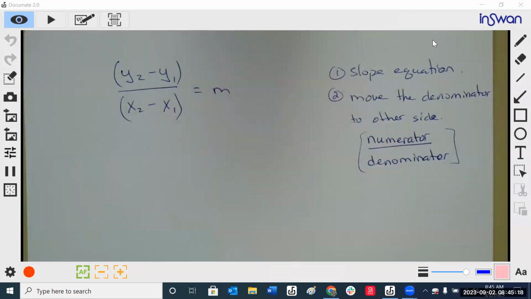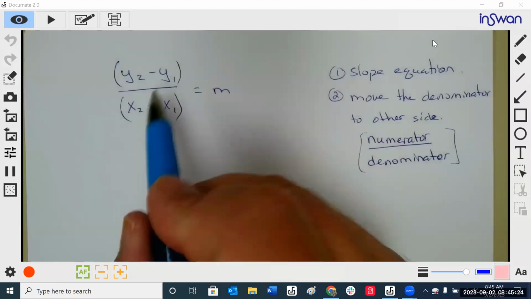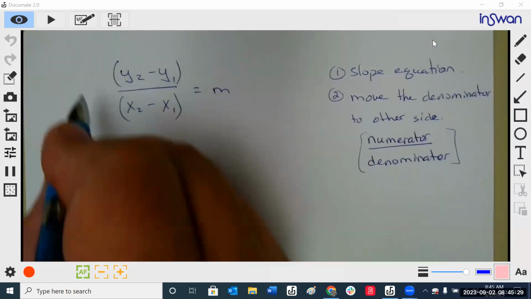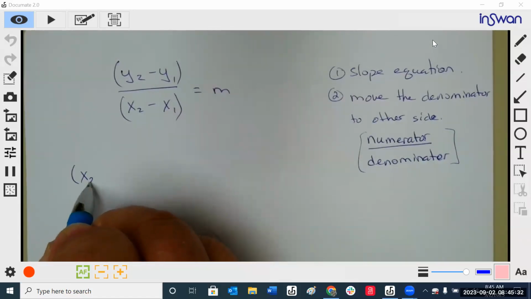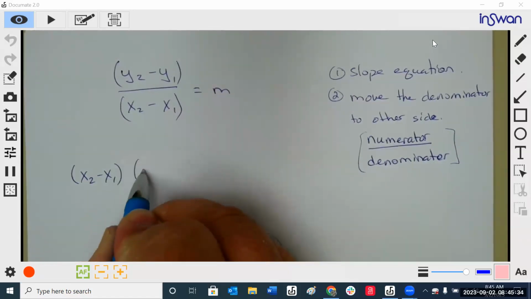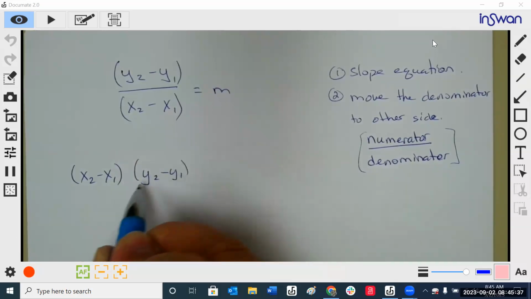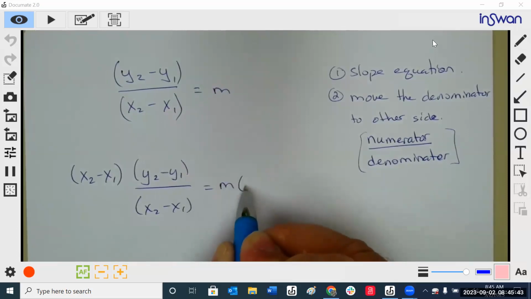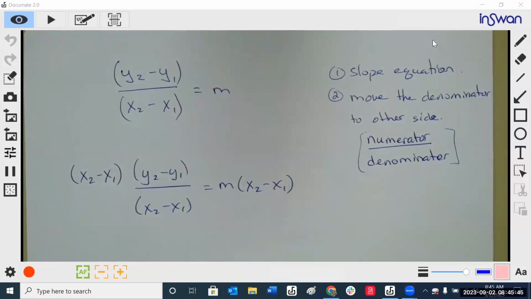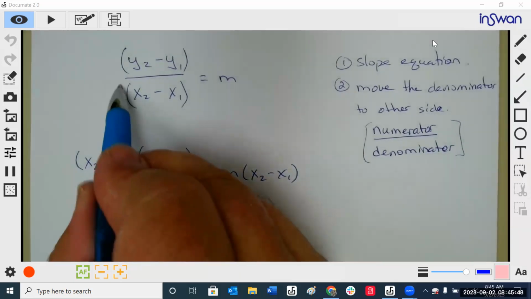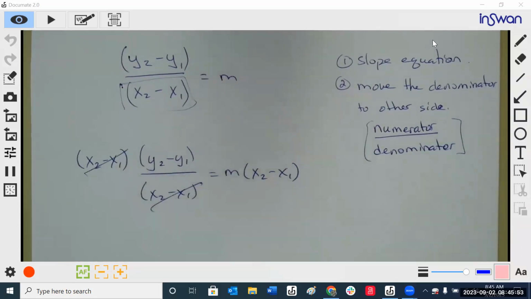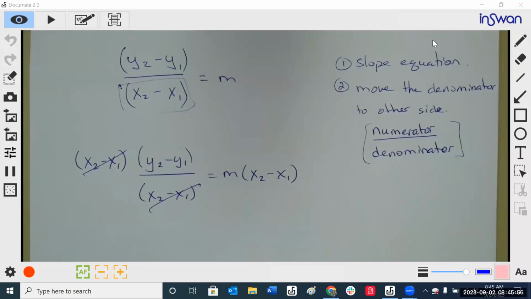So how do I get rid of the bottom number? Right. Because this is on the bottom, it's divided. What's opposite of division? Multiplication. So I have to multiply both sides by the denominator. I multiply whatever's on the bottom to both sides to get rid of it on the bottom, because this cancels with this. So I got rid of it off the bottom.